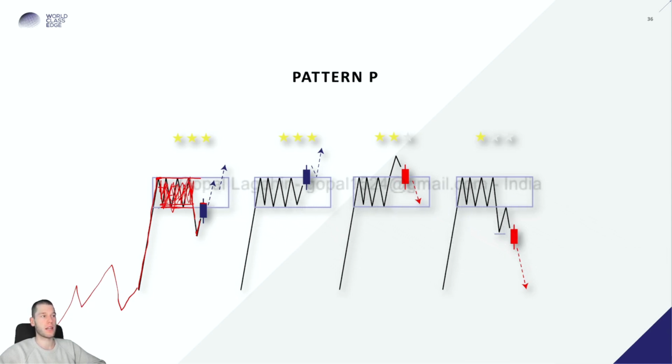So we have a resistance line, we have a support line, we have a box created, a balance created, and then we have a breakout or fake out to the downside. We don't want to trade this because it would be against the trend and kind of aggressive. And then we have a break in.